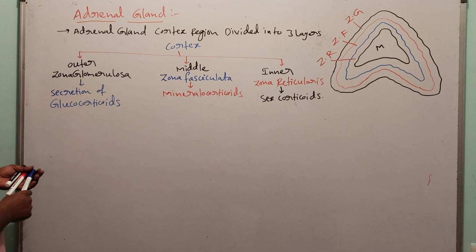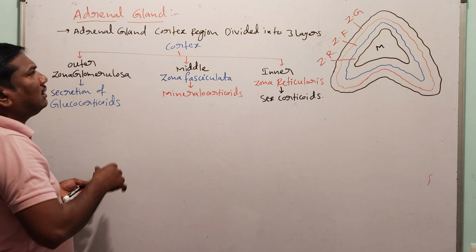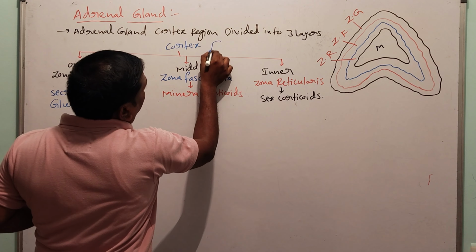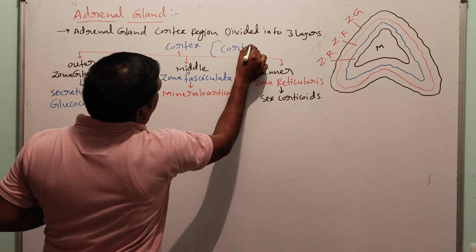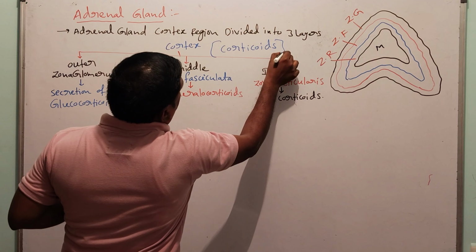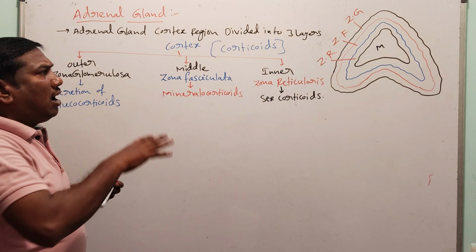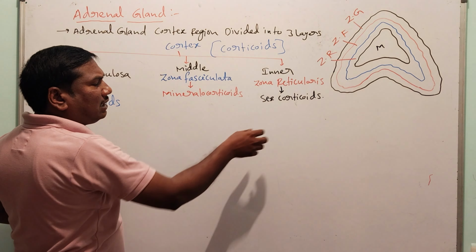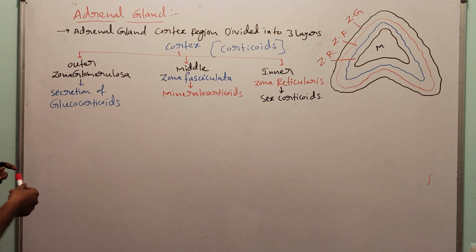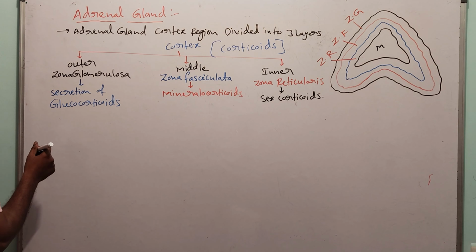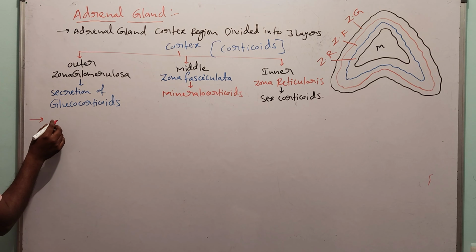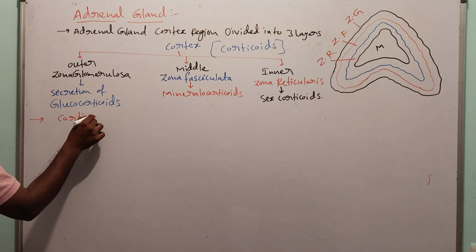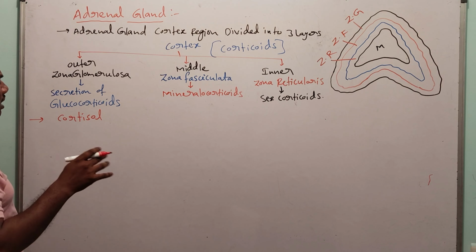These three groups of cortex hormones are called corticoids: glucocorticoids, mineralocorticoids, and sex corticoids. First one, glucocorticoids. The main glucocorticoid is cortisol.